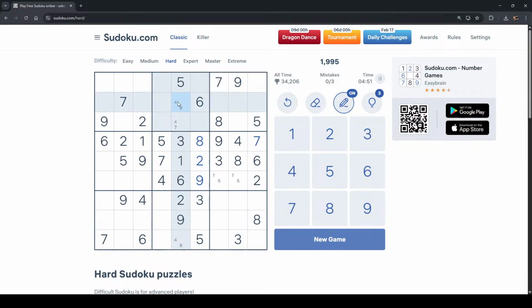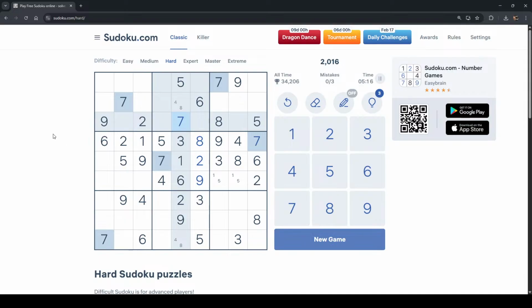That means either 4 is there or 8 is there. So we can say these two have either 4 or 8, but that means a 4 cannot be there at this place, okay? So we come to a conclusion that there should be a 7 here. So we can directly fill there 7. That's it.